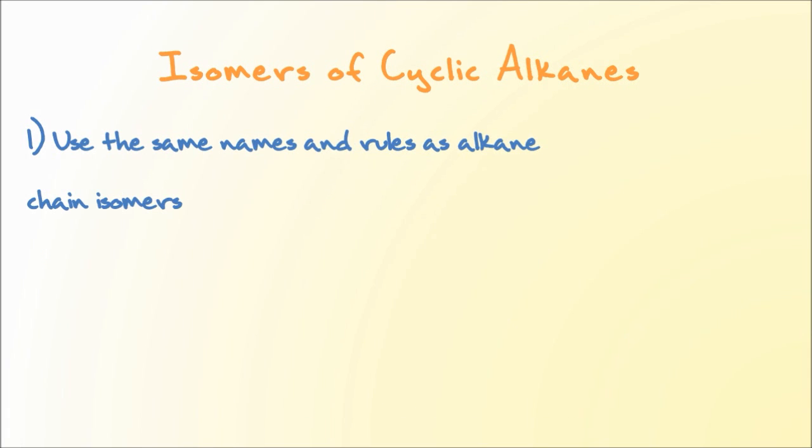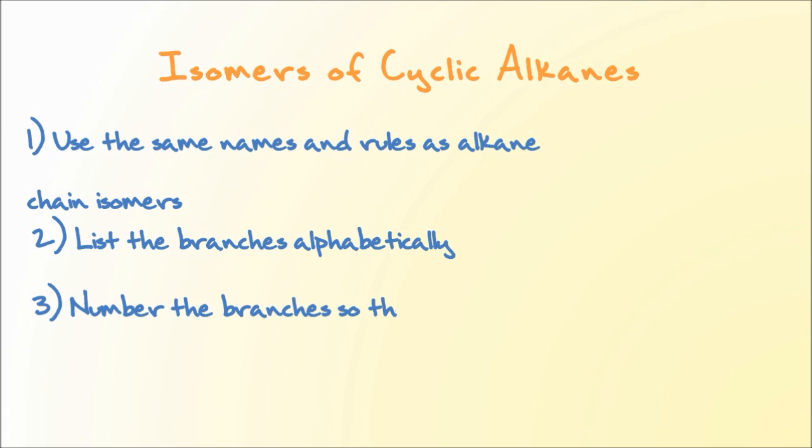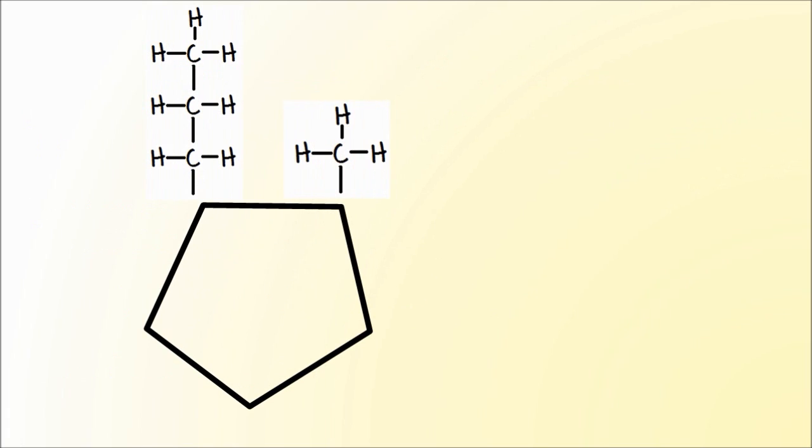So isomers of cyclic alkanes. It's basically the same thing. You're going to use all the names and rules of alkane chain isomers. You're going to list the branches alphabetically, and then number it so they have the smallest number possible. Here's an example. Let's pretend each point on that pentagon is a carbon. So that's going to be cyclopentane. Remember, we attached the prefix cyclo to the name. And then we name our branches, propyl and methyl.